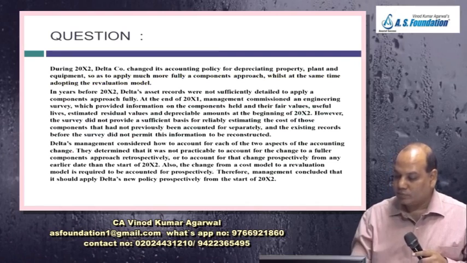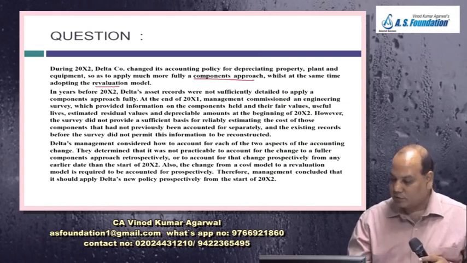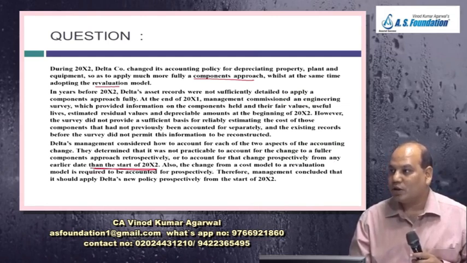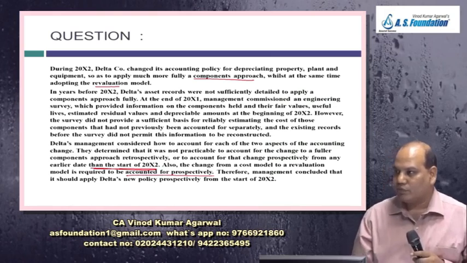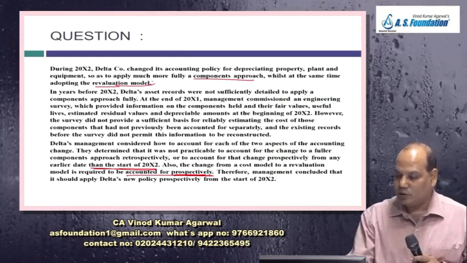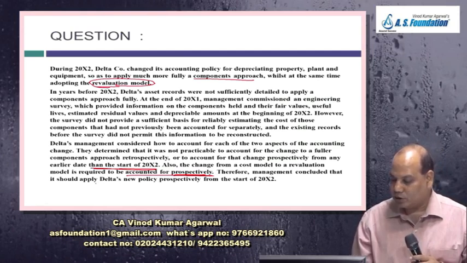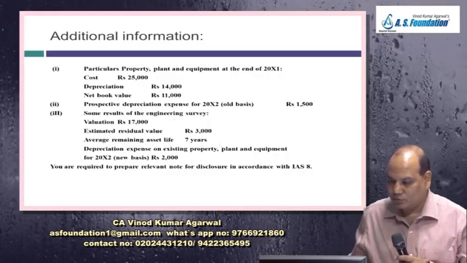Delta's management considered how to account for the two aspects of accounting change. Which are the two aspects? Component approach, revaluation model. They determined that it is not practicable to account for the change to a fuller component approach retrospectively, or to account for that change prospectively from any earlier date than the start of 20X2. So this is the earliest date practicable. Also the change from a cost model to revaluation model is required to be accounted for prospectively because this is the requirement of IAS 16 itself. Revaluation model will be only applied prospectively. Therefore, management concluded it should apply the new policy prospectively from the start of 20X2.